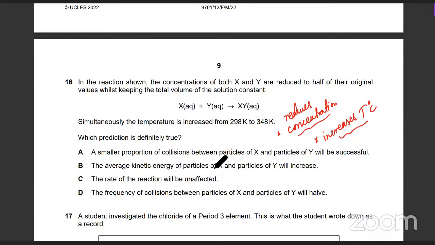The average kinetic energy of particles X and particles Y will increase. Is that true? Temperature affects KE. So if temperature increases, KE will also increase. So this is 100% true, because if you increase temperature, the energy of the particles will definitely increase. The reaction is slowing down. Why? Because you're diluting it. So they're far away, so they'll take a longer time to meet each other and collide. You'll have less frequent collisions, but at least the energy of the particles will definitely increase. Is that clear? So this is 100% true.